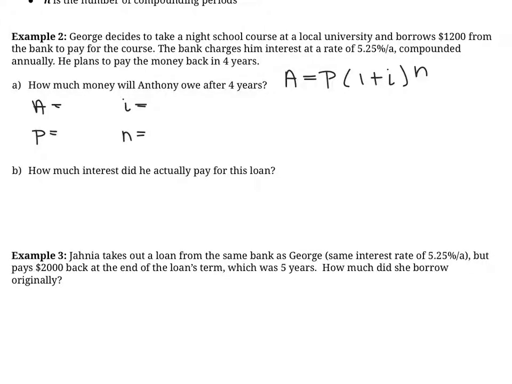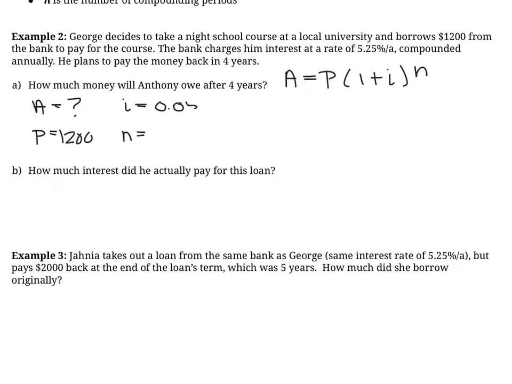It says, how much money will he owe after 4 years? So if he's going to owe it at the end of the 4 years, that means we don't know the future value, the accumulated amount. The present value, or the principal: today he's borrowing $1,200. So that's what the principal or the present value is. Our interest rate is 5.25%. So we've got to change that into a decimal.